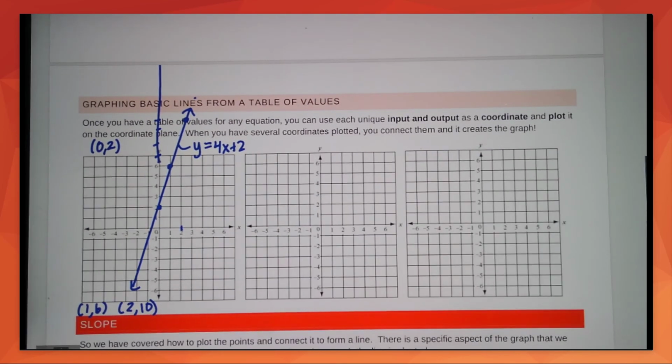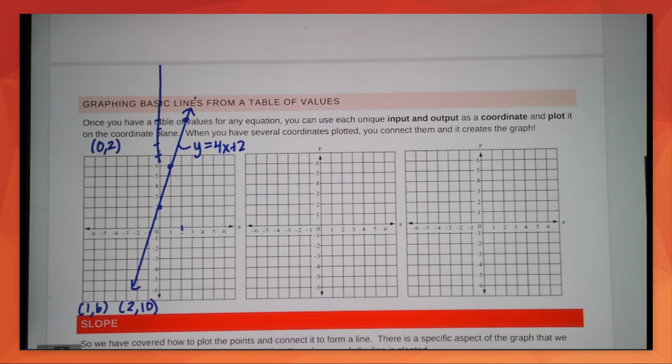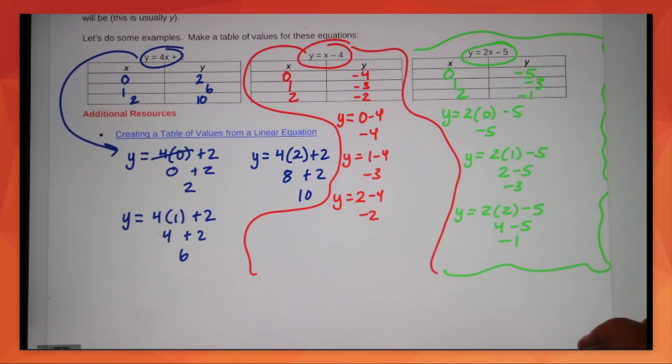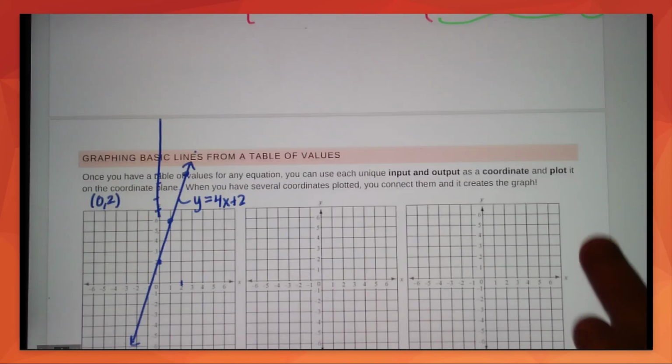And that is all there is to it, ladies and gentlemen. That is how you graph a line using a table of values. We're going to do this process again with the middle and the last one. I will go ahead and do the middle one with you just so we're all on the same page, and then we will go ahead and work on the other one. 0, negative 4.